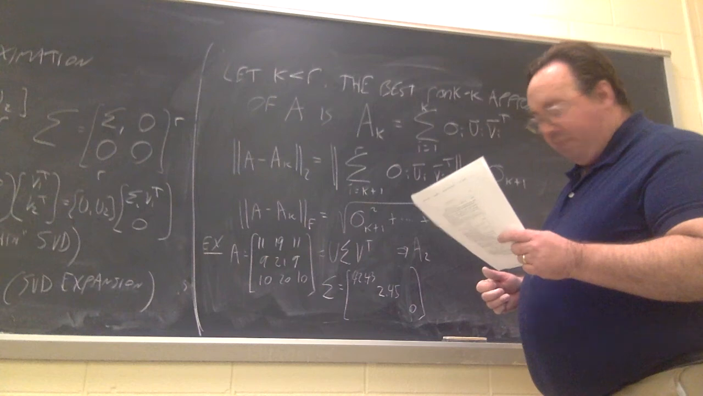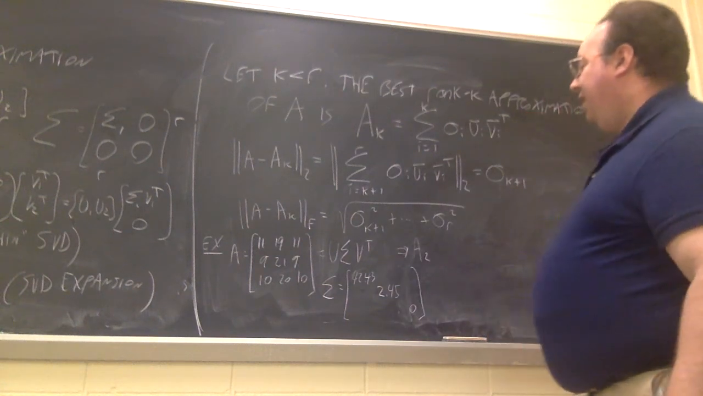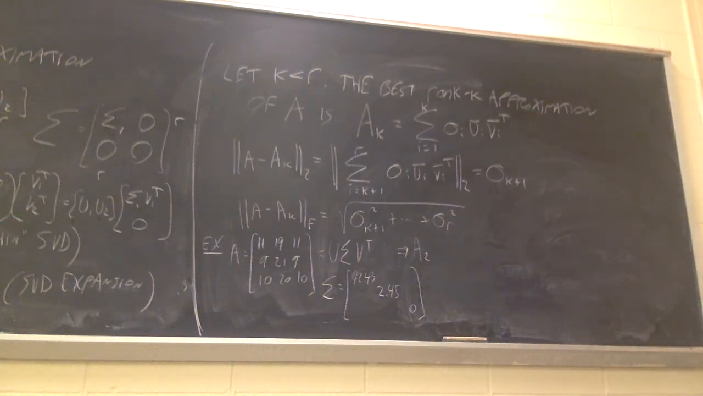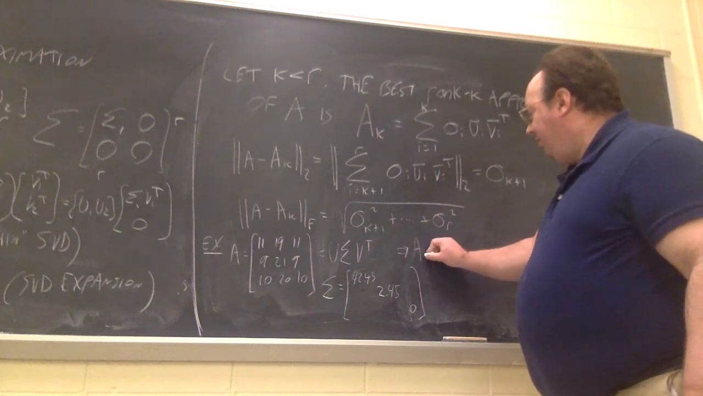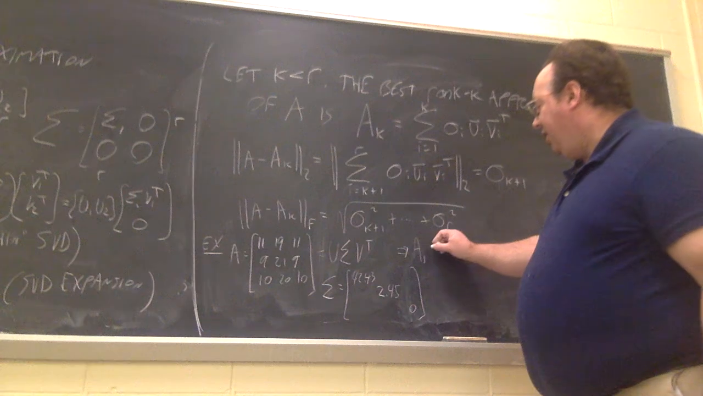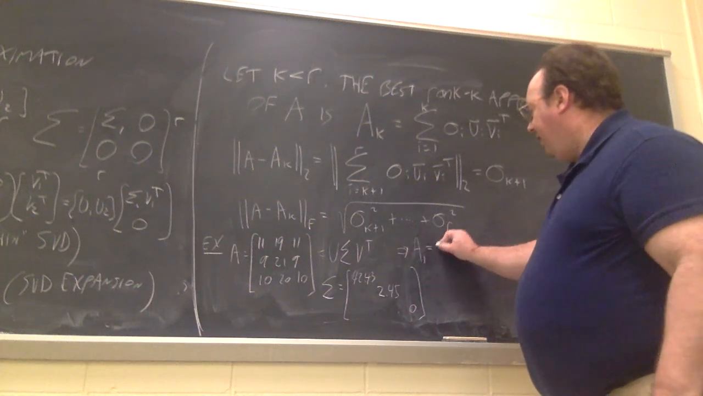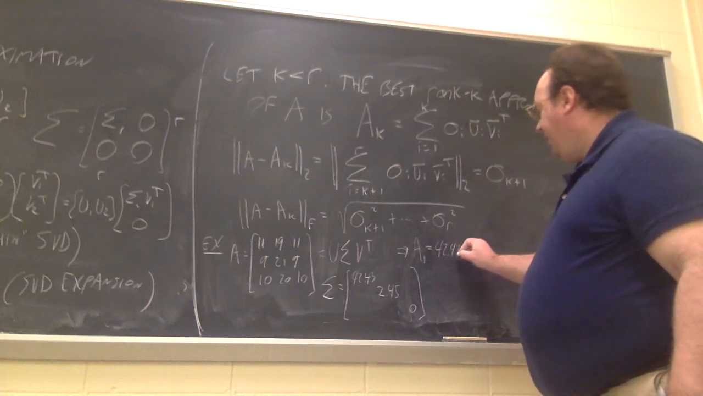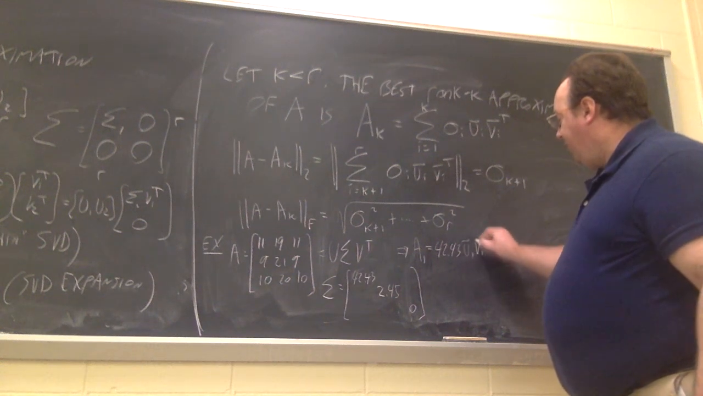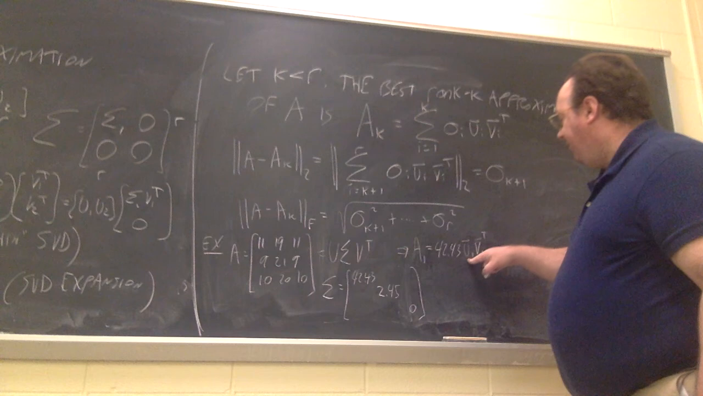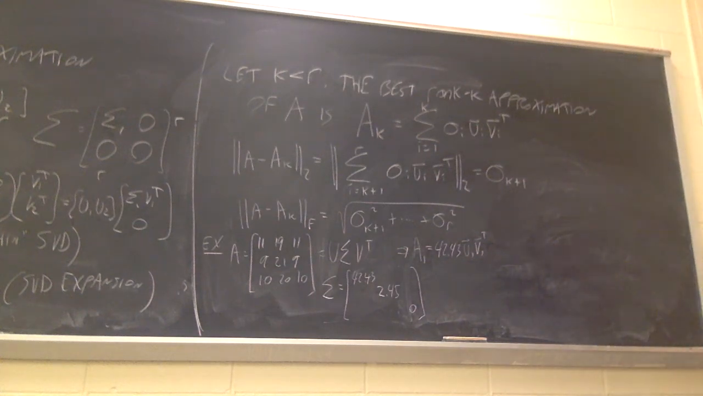Well, actually, no, not rank 2. If I take rank 2, it would not be an approximation. I want a low rank approximation, so that would be A1. It would be this singular value, 42.43, times the first left singular vector times the transpose of the first right singular vector.